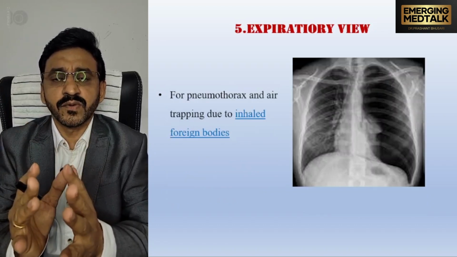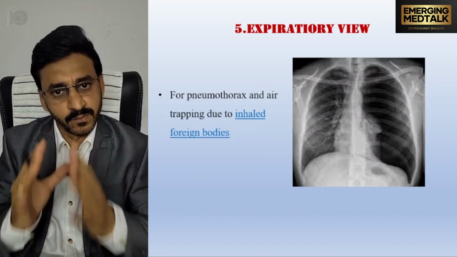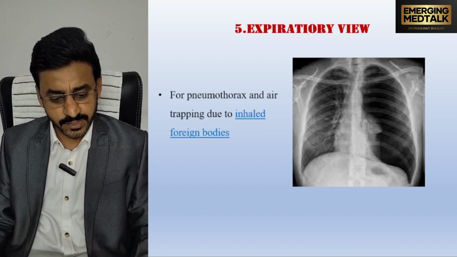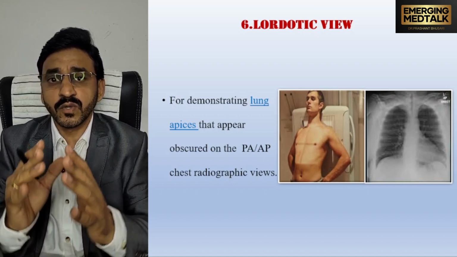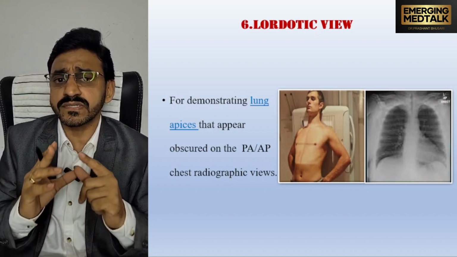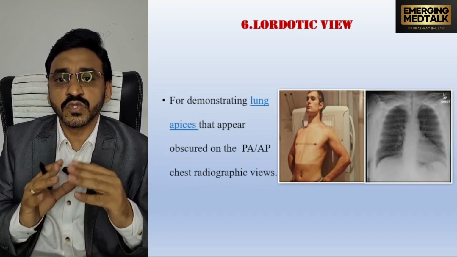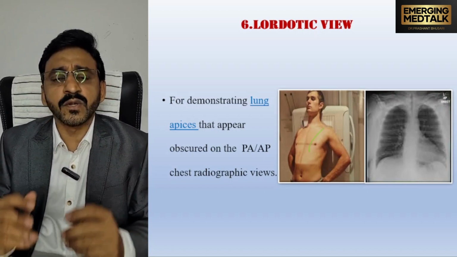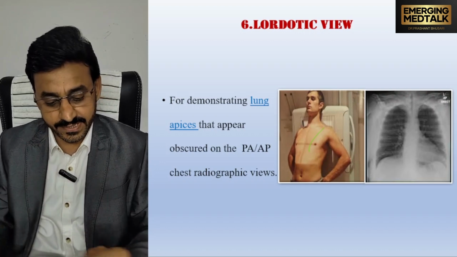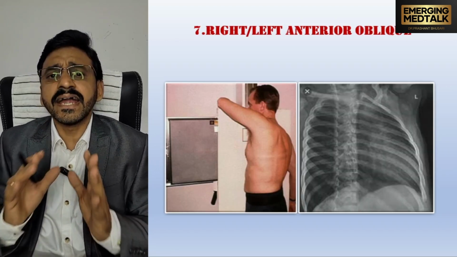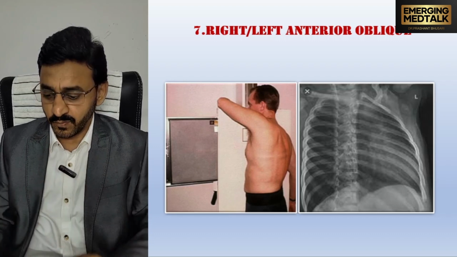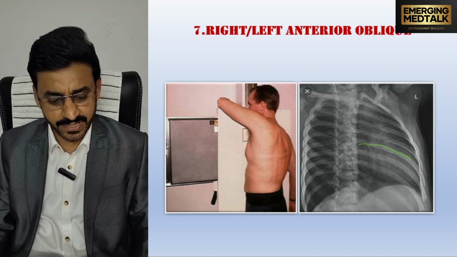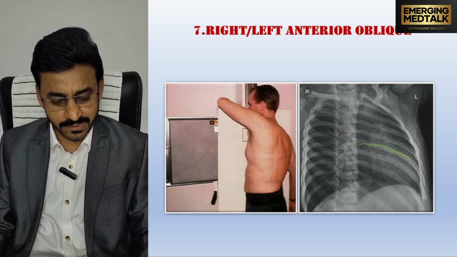Then the expiratory film, particularly important for suspected pneumothorax, or air trapping due to inhaled foreign bodies. So this is the expiratory film. Then lordotic, for the area behind the clavicles not seen clearly in the posterior anterior view. The special view for that is the lordotic view, and the lung apices behind the clavicles can be visualized clearly. Then right or left anterior oblique, for oblique positions, where the ribs can be visualized, and there may be a posterior oblique also.